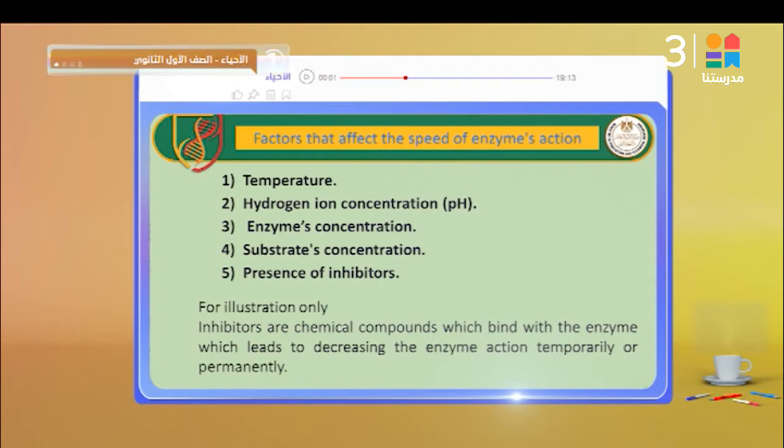Okay. Inhibitors are chemical compounds which bind with the enzymes, which leads to decreasing the enzyme actions temporarily, not permanently. There is a difference between temporary and permanent. Inhibitors may act permanently, but it is due to the complete destruction of the enzymes, not inactivation, but it stops completely. So the vital process stops completely and leads to death. That's right.